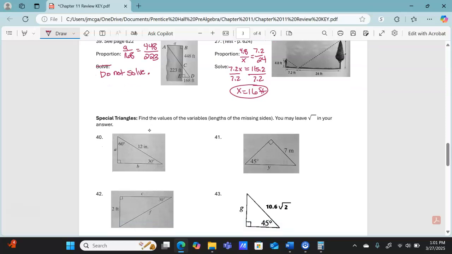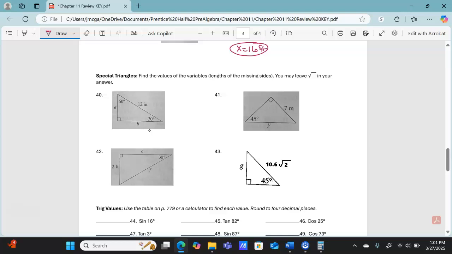In 40, 41, 42, and 43, you have special right triangles and you have to find the missing sides. So let's go through and put in our side ratios or our side lengths. Across from the 30 is S. Across from the hypotenuse is 2S, so that equals 12. And this is S square root of 3. So if 2S equals 12, then dividing both sides by 2, S is 6. Which means this side is 6 and this side is 6 square root of 3.